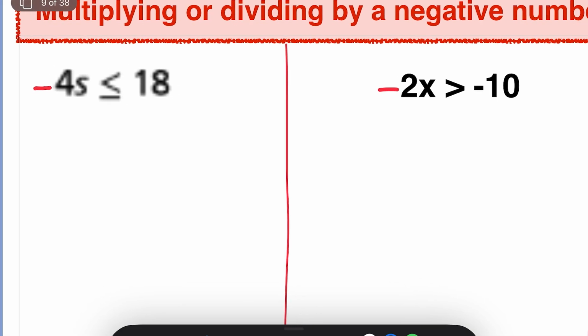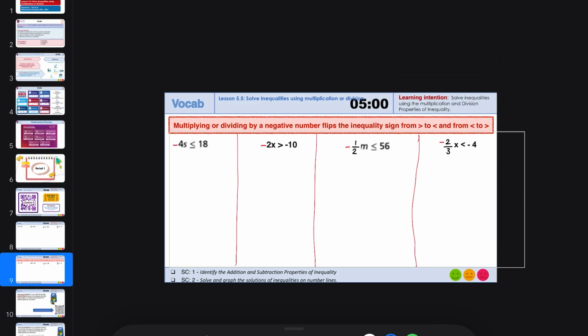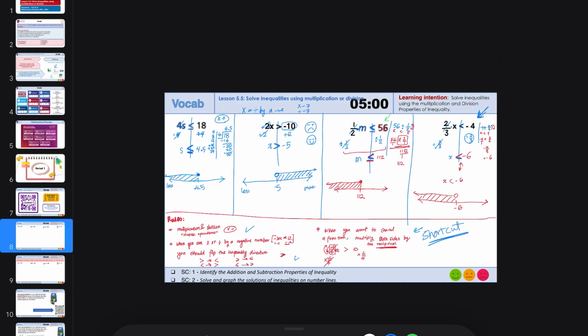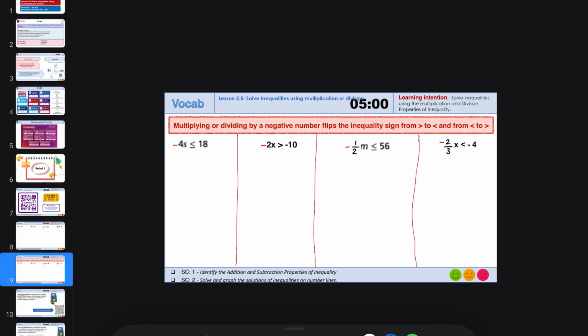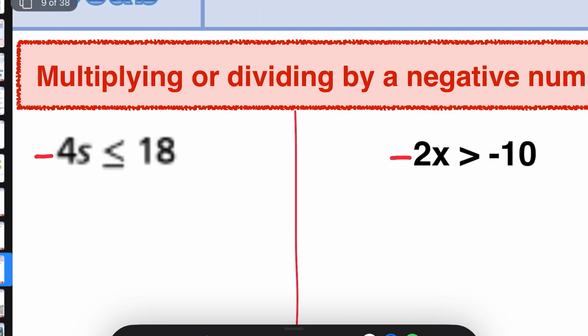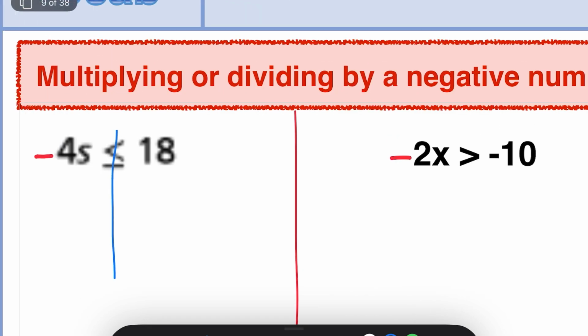was that the 4 was not negative. So the previous slide, the 4 was not negative. The inequality sign was the same, exactly the same. Less than or equal, less than or equal. But here, let's see what will happen. Draw a line to separate the sides.